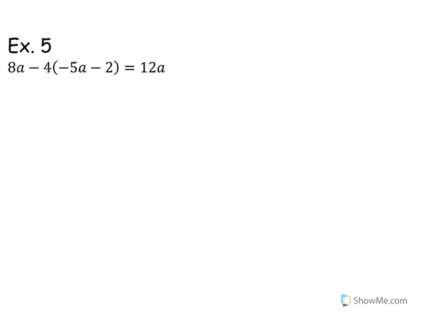All right, so for this example, I'm only distributing the negative 4. Let's talk about that it's a negative 4, please. So, put your hoops. Now I've got 8A. Now, be careful. A negative 4 times a negative 5A. Positive 20A. Now, a negative 4 times a negative 2. Positive 8 equals 12A.